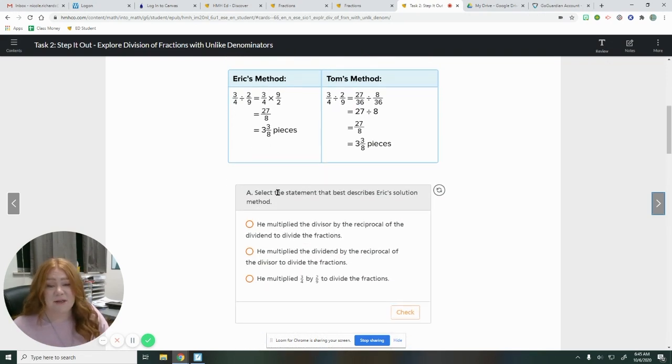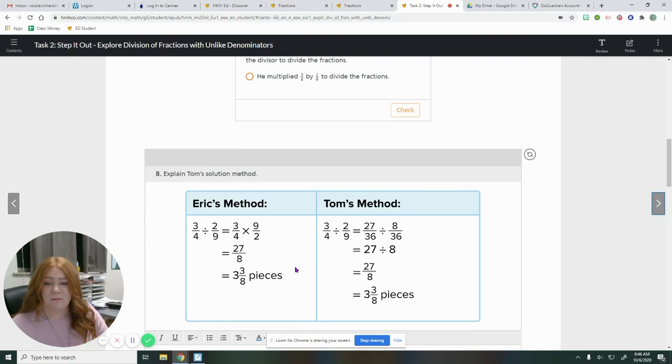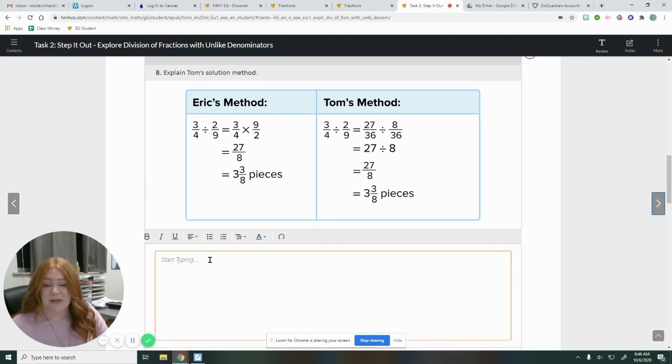So here, you're going to tell me the best thing that describes Eric's solution. So think about what did Eric do and see if you can find that answer here. Hey, now I want you to explain to me what did Tom do.